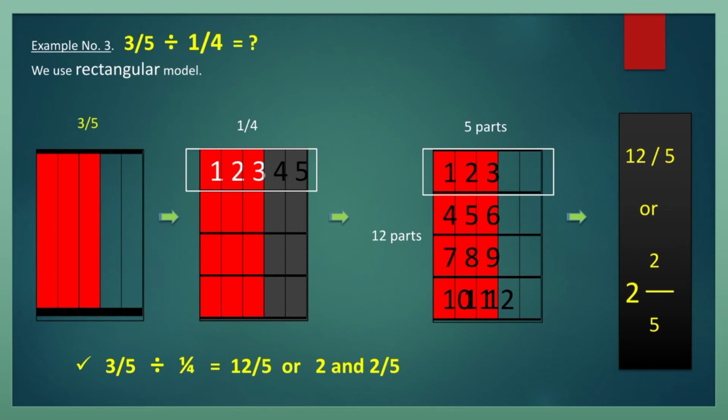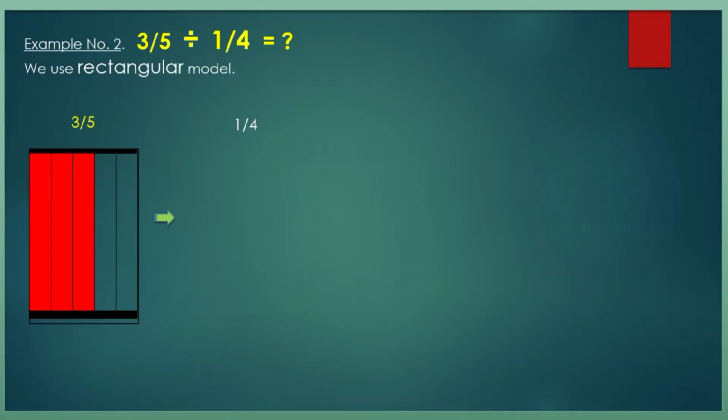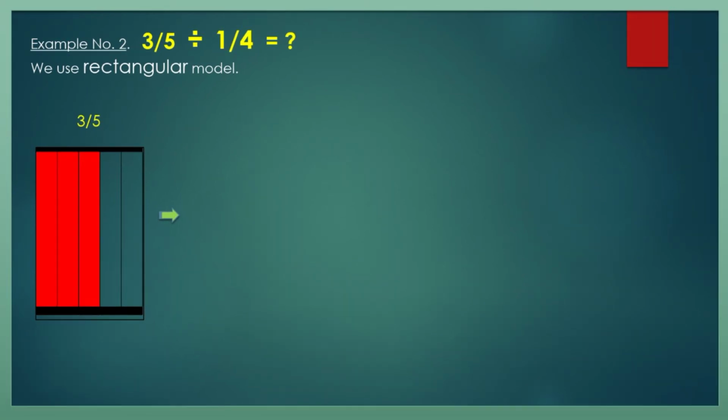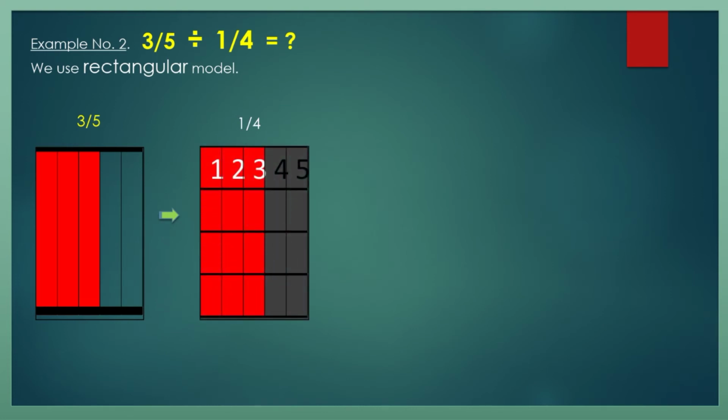Now, for the next part, use the second fraction. Since the second fraction has 4 in the denominator, we have to divide the rectangle horizontally into 4 parts by using 3 horizontal lines. From there, 1/4 has 5 parts.